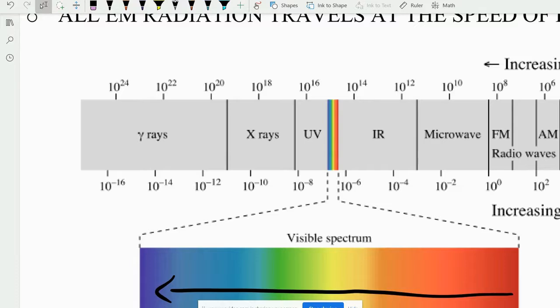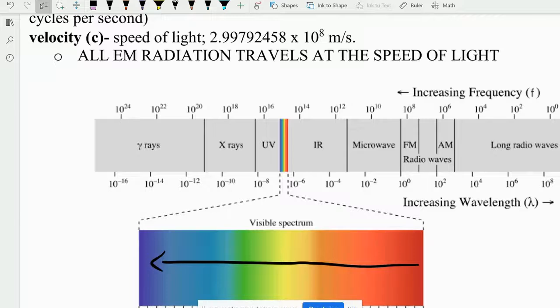And then at the very end here, you have something called gamma rays, and these can be pretty dangerous and deadly to biological organisms. And gamma rays are going to have the shortest wavelength and the highest frequency of all the radiation in the spectrum.